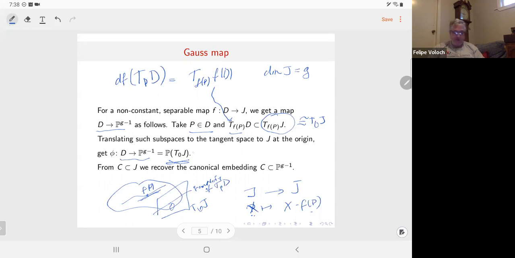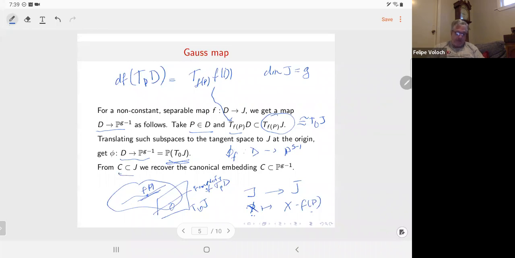So this projectivization is a projective space of dimension g minus 1. So for every map from a curve to the Jacobian, I can associate this construction. Maybe I should call it phi sub f, right? So for every map f, I get this map phi sub f, which is from D to P^(g-1). And I want to use that.